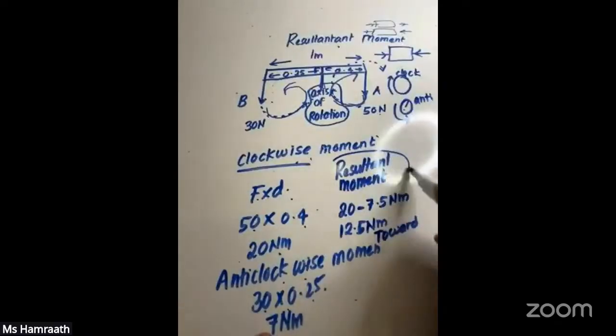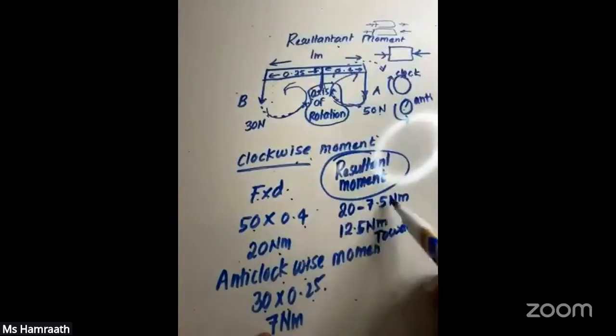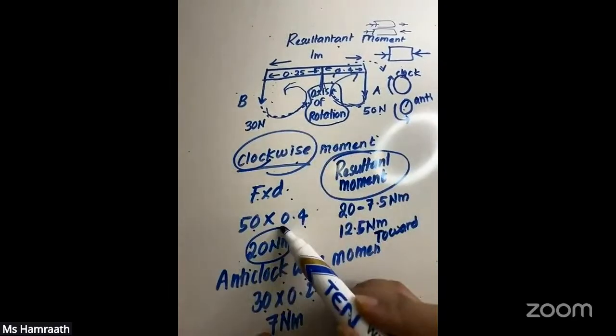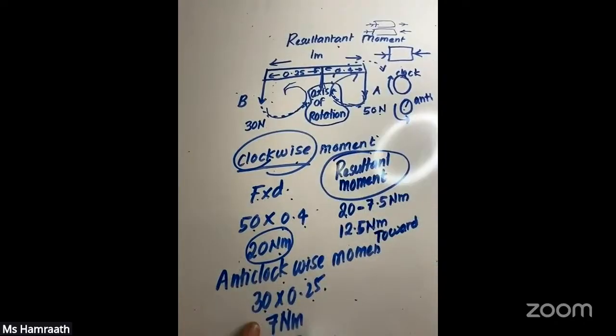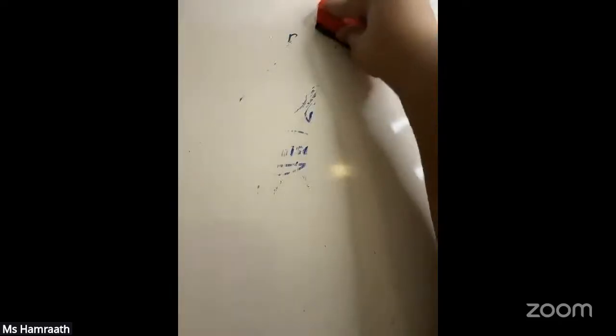So if I wanted to find the resultant moment, should I subtract or should I add? I have to subtract. So 20 subtracted by 7.5 Newton meter is equal to 12.5 Newton meter. So towards which direction? Towards the clockwise direction. Why? Because clockwise has the higher moment than the anti-clockwise. Did you understand? Clear?